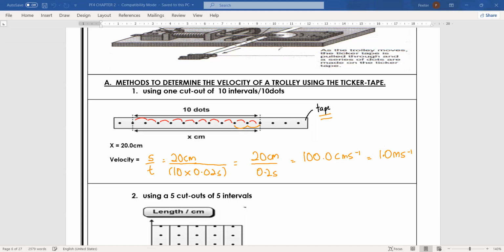By pulling it over a ticker timer, we are able to identify the linear motion of the trolley. So we were using a trolley, right? You want to know what was the speed of the trolley? What is the acceleration of the trolley? What is the velocity of the trolley? By using a tape, we are able to do that. We just need to measure the length of the number of dots or intervals that we are looking at. And based on the pattern here, we are able to find the velocity of the system.